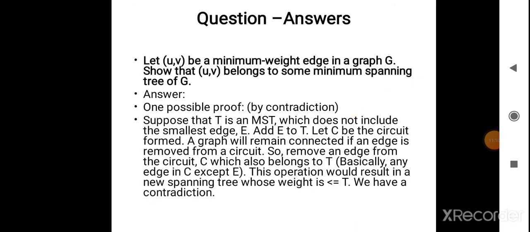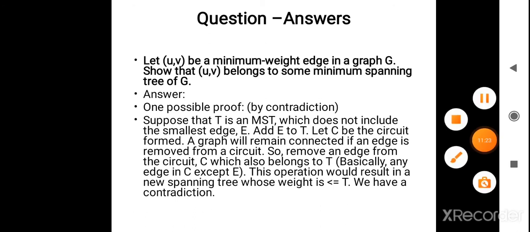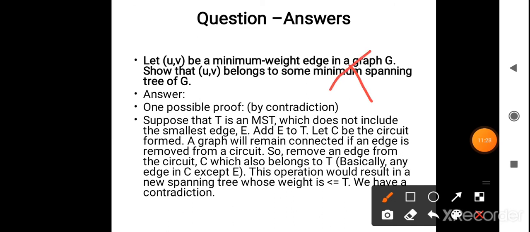Then there is a question, a university question. Let UV be a minimum weight edge in a graph G. Show that UV belongs to some minimum spanning tree of G. Here we prove it by contradiction. Here we suppose that T is an MST, that means it is a minimum spanning tree, and it does not include the smallest edge E. The smallest edge E is not included in this tree.